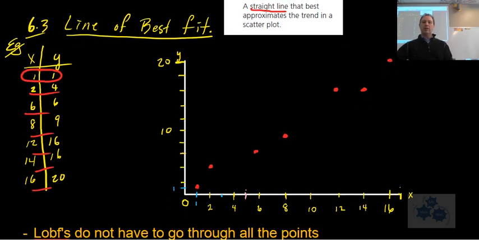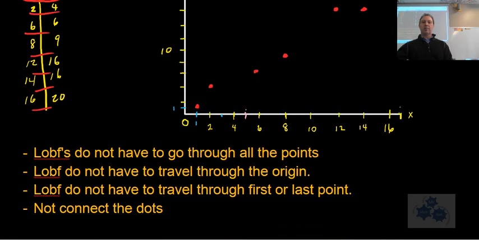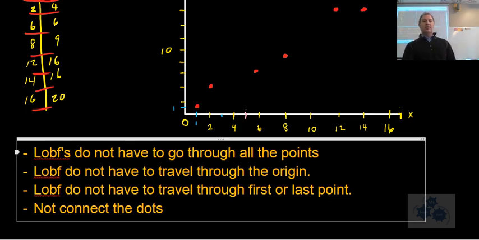So what is a line of best fit? Let's copy down some of these things here. So what is a line of best fit and what is it not? Okay, lobs, lines of best fit. What do they not have to do? They do not have to go through all of the points. Consequently, it's not a connect the dots activity.